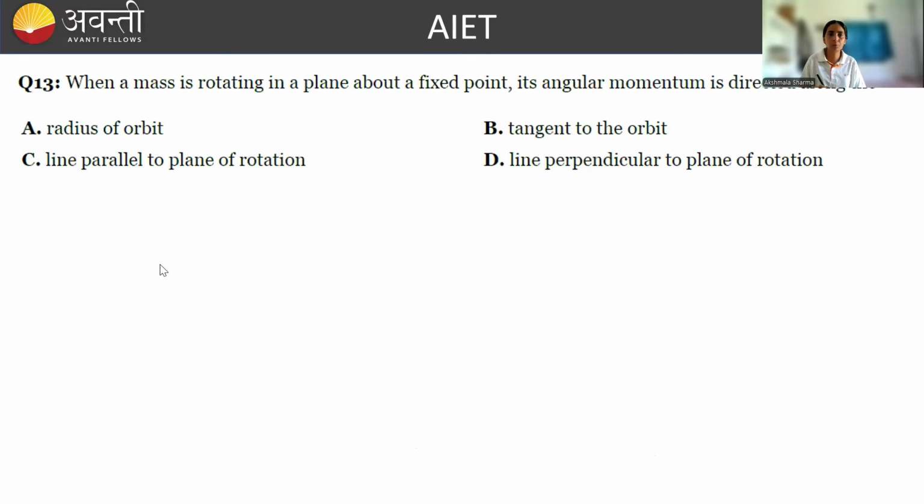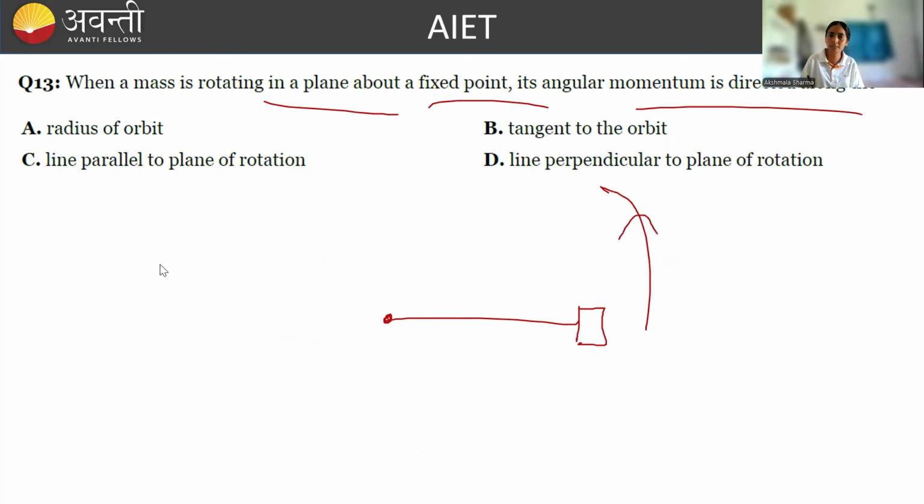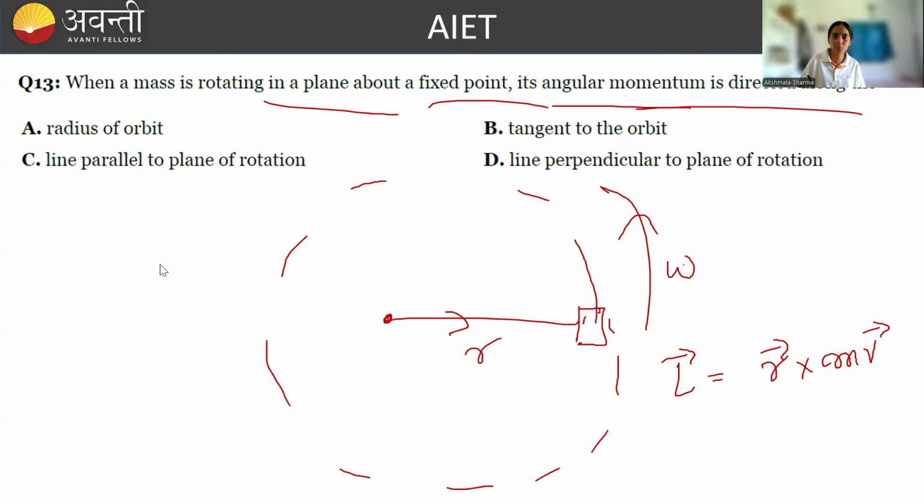Okay. Now let's move on to the next question. When a mass is rotating in a plane about a fixed point, its angular momentum is directed along. So this is a very simple question. If there is a body rotating, suppose like this, what will be the direction of angular momentum? So angular momentum is defined as what? Angular momentum is defined as r cross mv, right? So r is this, and mv at this point, if it is moving like this, then at this point velocity will be along the tangent. So like this.